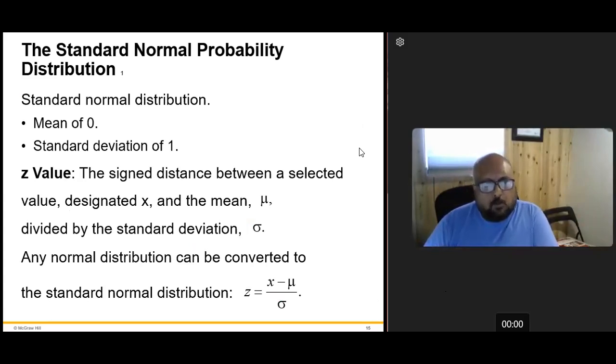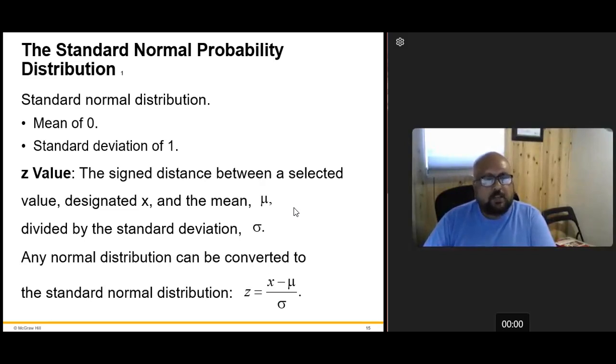Now, standard normal distribution, probability distribution. This is a form of a normal distribution where mean is 0 and standard deviation is 1, always 1. So mean is 0 and standard deviation is 1. In this case, we use z values to calculate the probability distribution.